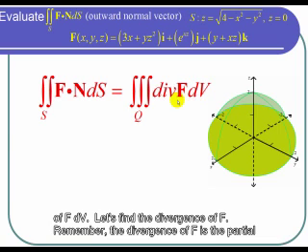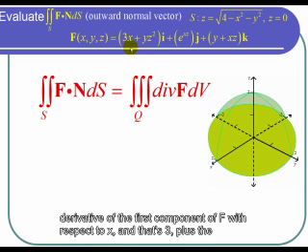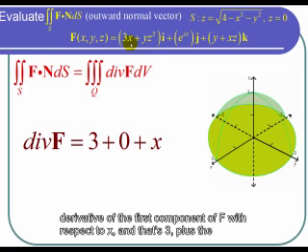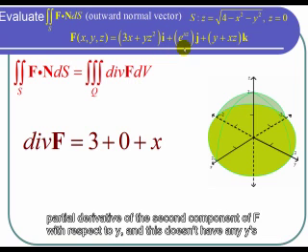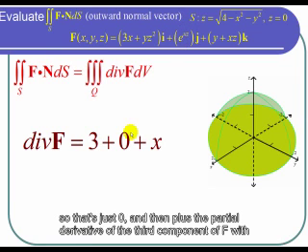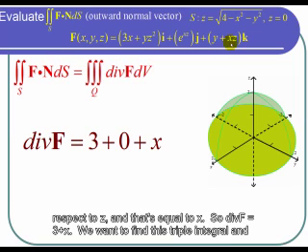So let's find the divergence of f. And remember, the divergence of f is the partial derivative of the first component of f with respect to x, and that's 3, plus the partial derivative of the second component of f with respect to y, and this doesn't have any y's, so that's just 0. And then plus the partial derivative of the third component of f with respect to z, and that's equal to x. So the divergence of f is equal to 3 plus x.